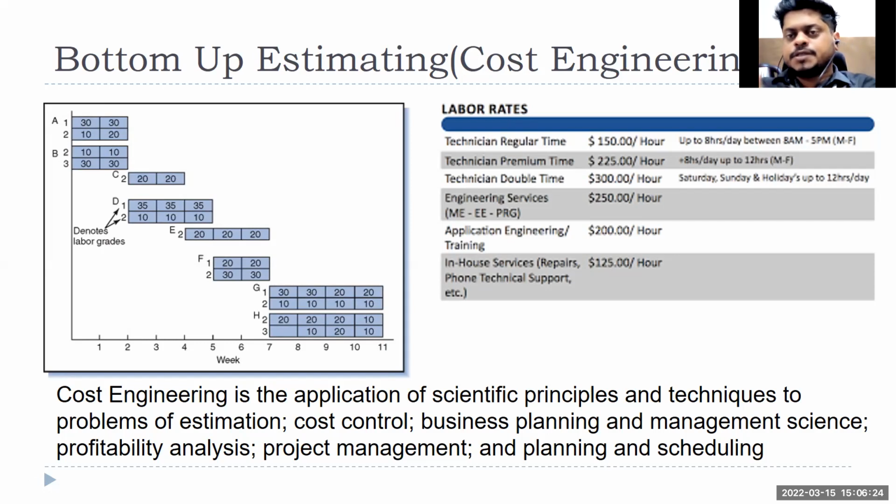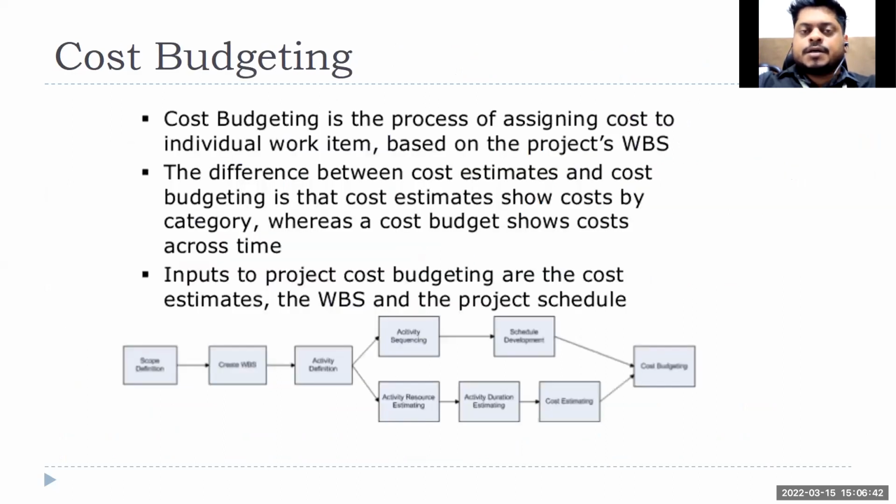If the project is for the next 24 months duration, then for each month, each quarter, what is my requirement of cash, what is the requirement of money, and how am I going to get that? That is where cost budgeting comes into the picture. As a project manager, you just put in an estimate. I'll come back to cost escalation later, but cost budgeting is nothing but assigning cost to individual work items. The difference between cost estimates and cost budgeting is that cost estimates show cost by category for each work package, each task, what the total overall cost is, whereas a cost budget shows cost across time.